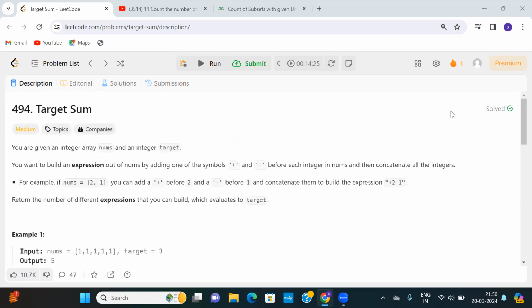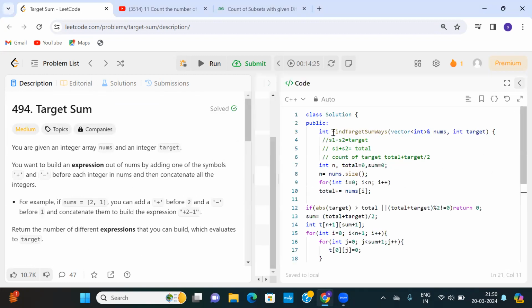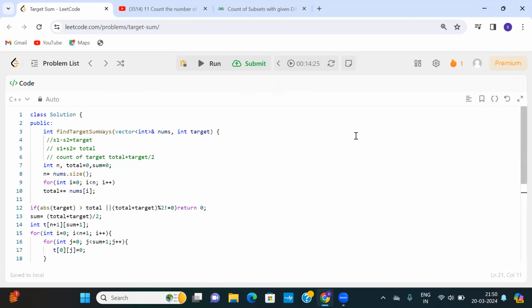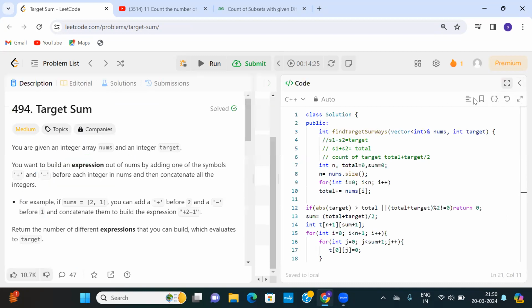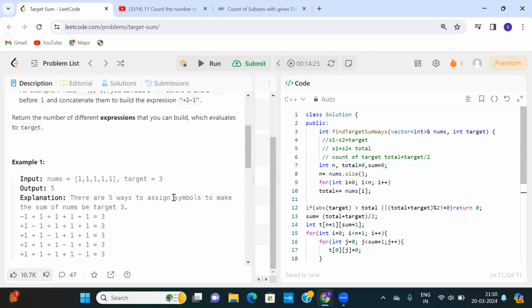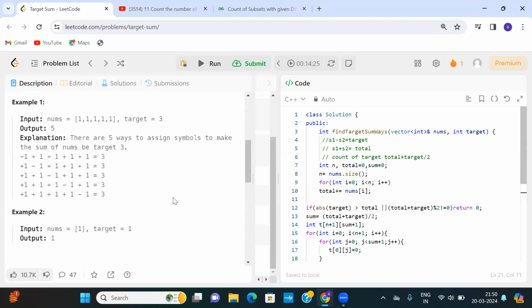Now let me further explain how we are going to solve this particular problem. See, it's very important. The very first step is very important. We are adding either a plus or a minus before each of our integers. It means we are dividing this nums array into two subsets such that their difference is target. Yes or no? Suppose in this example number 1, there are 4 ones and a single minus 1. So 4 minus 1 equals 3. Yes or no?